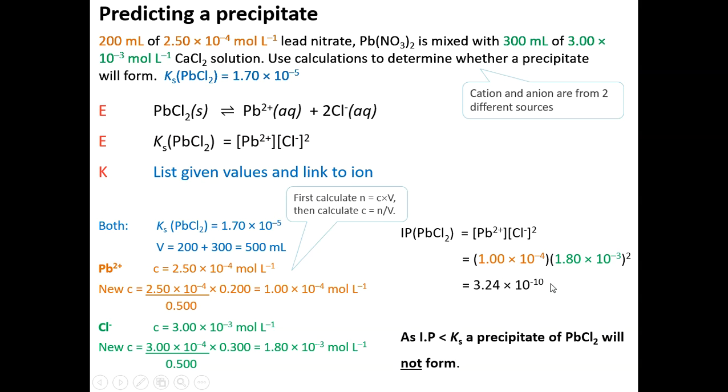And now we compare this value, our ionic product, with our solubility product, and we can see this is a lot smaller. If it's a lot smaller, we have too few ions in solution, which means we're not going to get a precipitate. If anything, what will happen is that if we had some solid around, some of it would go into solution. So we will not get a precipitate forming. I hope you can now understand how to do calculations when you mix 2 solutions together where the volume changes.